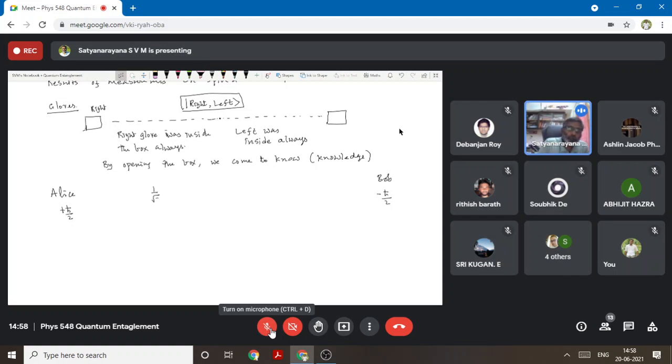Okay, so we have 1 by root 2 (up z down z minus down z up z). This is an entangled state. That means just before you do the measurement, you don't know what the state of this is. So this correlation is something that happened just when you made a measurement, or in this result.